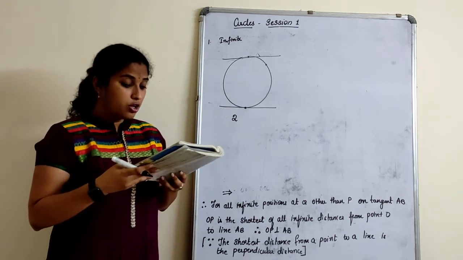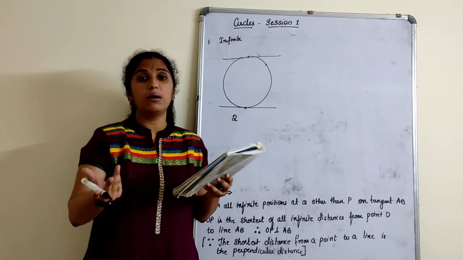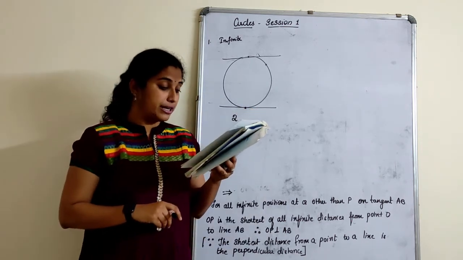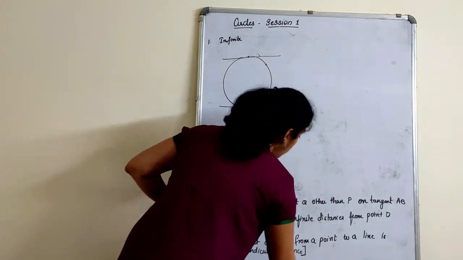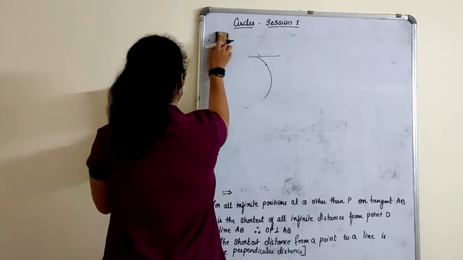Next one, the common point of a tangent to a circle and the circle is called the point of contact. This point they are asking. It is called a point of contact. Next one we have to solve. It's an MCQ, but still we'll solve it.